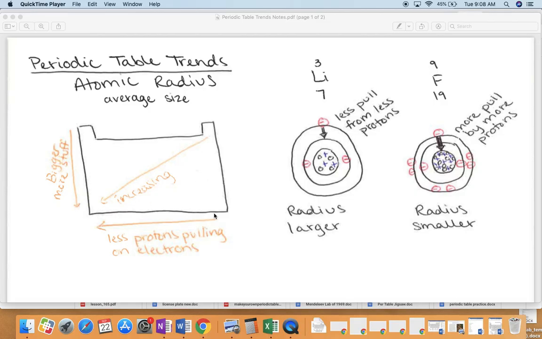But from the right side to the left side, there are fewer protons pulling on the electrons on the left side than the right side. So I'm hoping this makes sense. If you have any questions, let me know, but it all has to do with the number of protons pulling at the electrons in the outer ring.